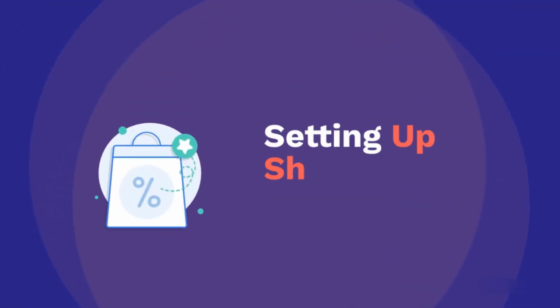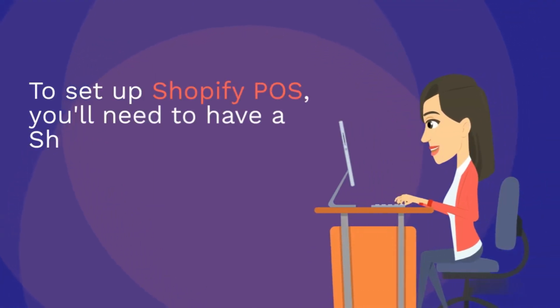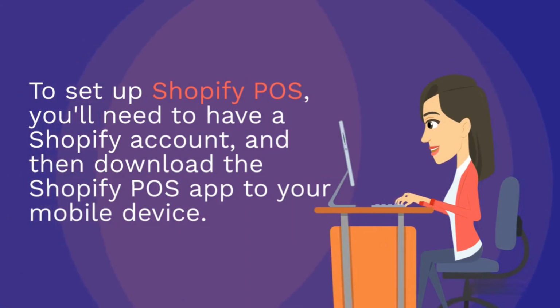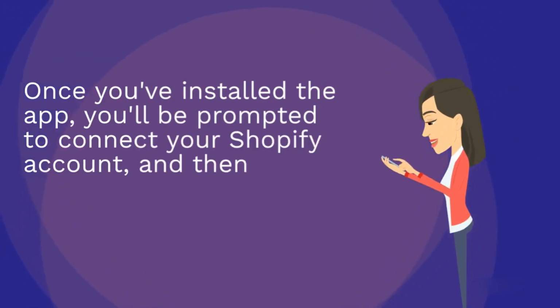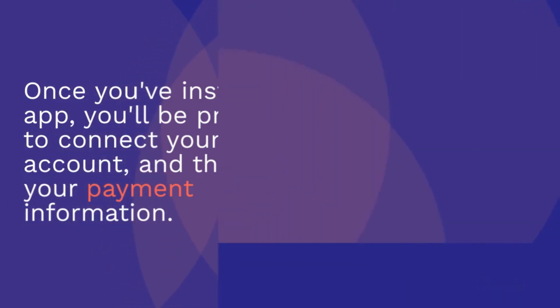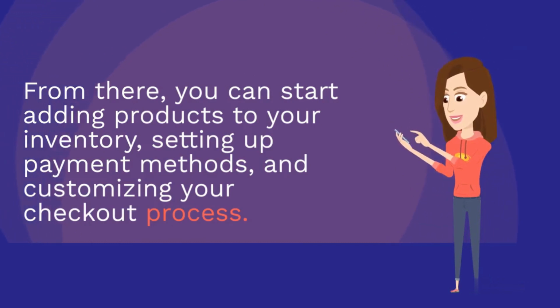Setting up Shopify POS. To set up Shopify POS, you'll need to have a Shopify account, and then download the Shopify POS app to your mobile device. Once you've installed the app, you'll be prompted to connect your Shopify account, and then enter your payment information. From there, you can start adding products to your inventory, setting up payment methods, and customizing your checkout process.